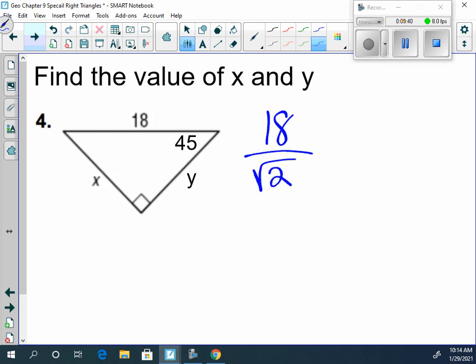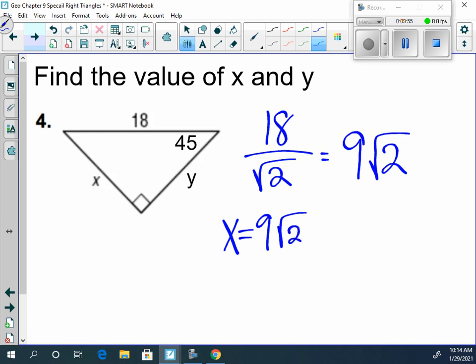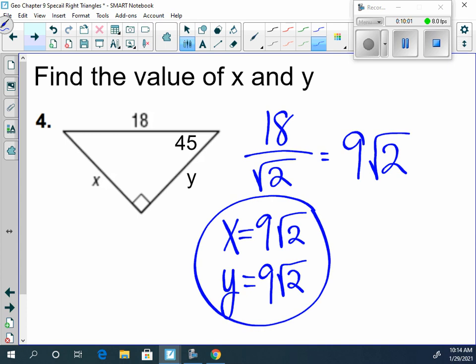We still divide by the square root of 2. This would be 9 what? 9 square root of 2. It ends up being 9 square root of 2. Because if we took this and multiplied 9 square root of 2 by the square root of 2, well, square root of 2 times the square root of 2 is what? 2. 9 times 2 is 18. Questions on this here so far? We're good with this here?